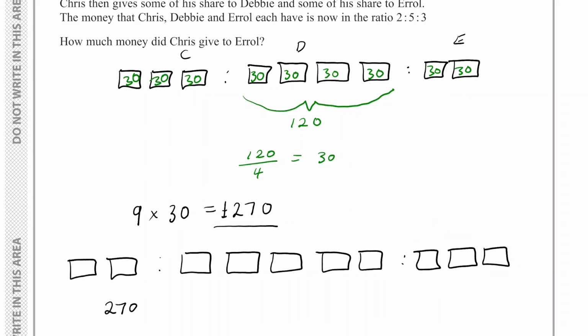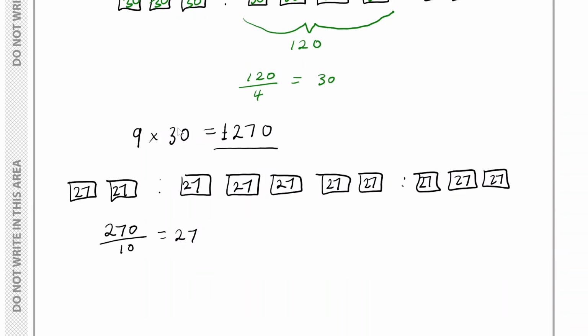So 270 divided by 10 is 27. That means each box is £27. So how much do they have now? We've got Chris, Debbie, and Errol. Chris has got 2 27s, which is 54. Debbie's got 5 27s, which is 135. And Errol's got 3 27s, which is 81.